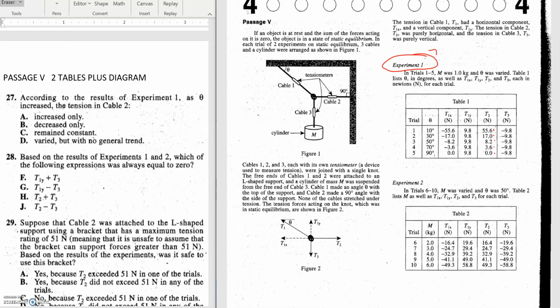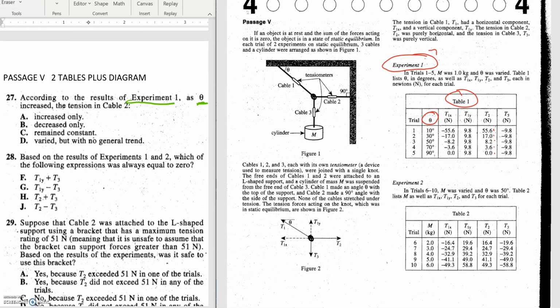Okay, so I found experiment 1. That's the first thing I have to do. I'll get a pen on here. I found experiment 1. Now I have to find theta. So I'll look at experiment 1, and we're looking at table 1, and we're looking for theta. We find it here. Again, we're just taking it step by step.